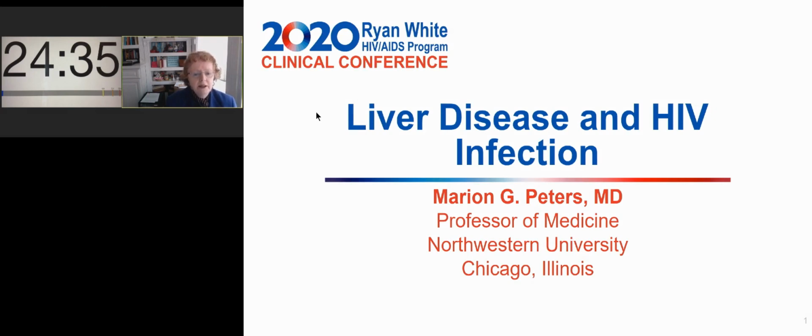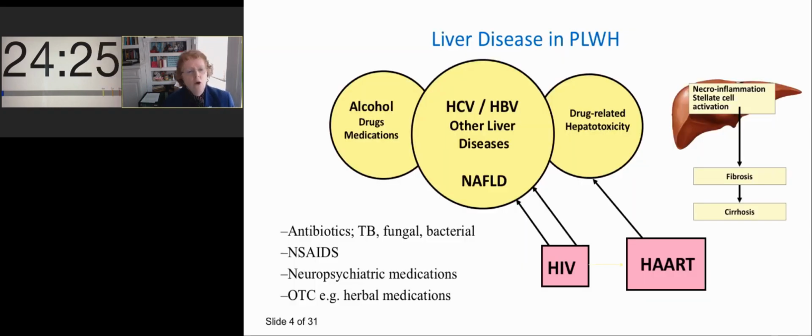HIV can affect the liver, and antiretrovirals can cause drug toxicity. In addition, alcohol, drugs, and medications can add or be the cause of abnormal liver tests. So when you take a history, think of not just the antiretrovirals, but drugs for TB, fungi, and bacteria. NSAIDs can cause toxicity, neuropsychiatric medicines, and over-the-counters. It's really important to ask about herbs and spices and bodybuilding supplements, as these can cause hepatotoxicity. And when you get inflammation and stellate cell activation, you then can get fibrosis, which can lead to cirrhosis.